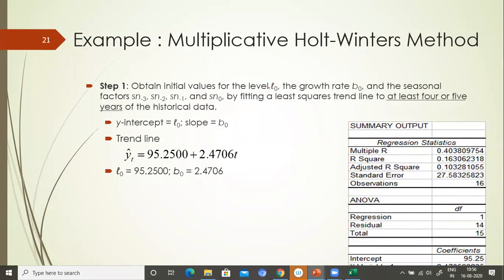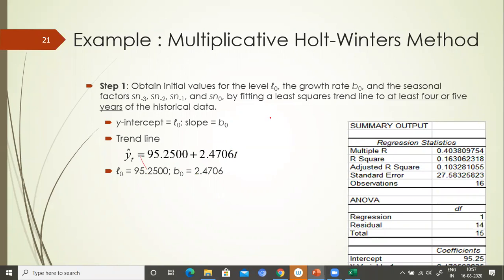Now initially the level L0 and B0 are obtained the exact same way, by doing regression. We have 8 years of data, so it will be 32 data points, out of which we have used 16 data points to create the output. You can see here that the intercept is 95, and the B0 value is 2.4706, nothing but the slope. This is the trend line that we come up with when we perform a simple linear regression on that data.